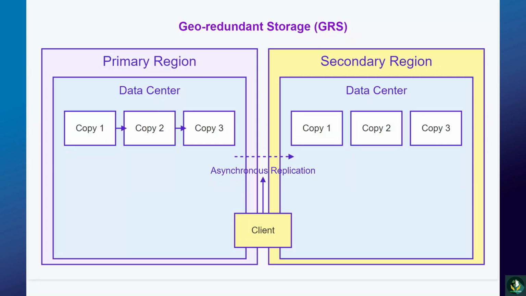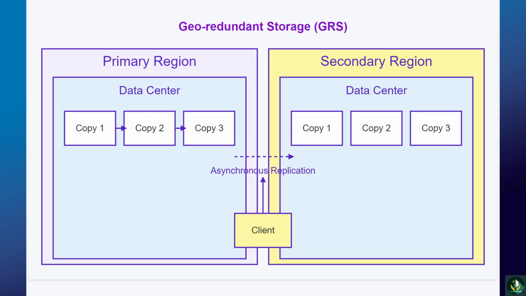This diagram illustrates the concept of geo-redundant storage, GRS, in Azure, showcasing how data is replicated both within a primary region and to a secondary region. Key elements of the diagram. Primary region. The large rectangle on the left represents the primary Azure region, where your data is initially stored and processed. Primary data center. Within the primary region, we see a data center where the data is stored using locally redundant storage, LRS.